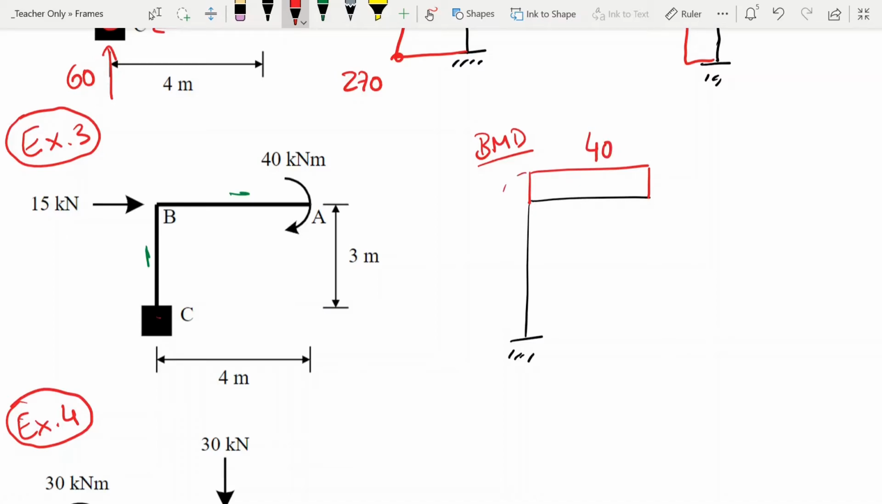And then this will get transferred here to 40, which then means at C, that's the only moment we need to calculate, that's 40 clockwise plus 15 times 3 also clockwise.